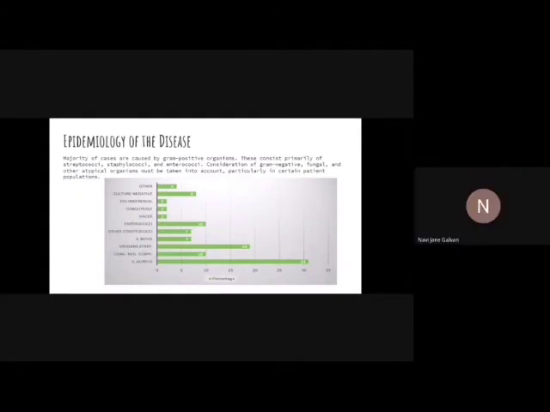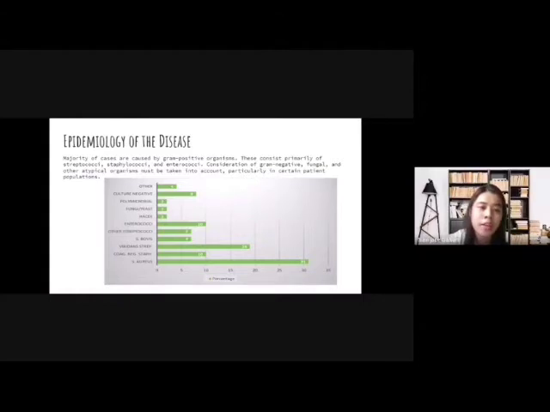The majority of cases are caused by gram-positive organisms. This consists primarily of streptococci, staphylococci, and enterococci. Consideration of gram-negative, fungal, and other atypical organisms must be taken into account, particularly in certain patient populations. So this slide shows the microbiologic etiology of endocarditis in 1,558 patients, in 58 hospitals in 25 countries between June 2000 and September 2005.